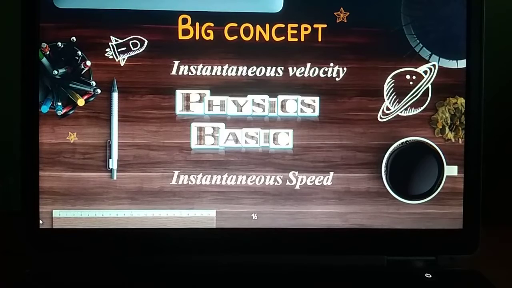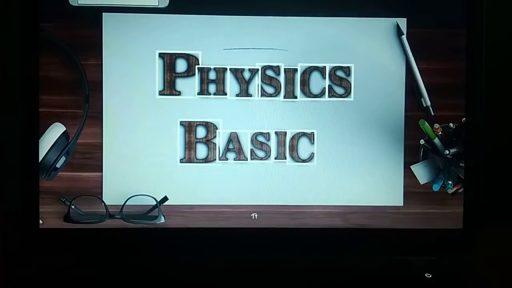Now suppose your car is moving with an average speed or average velocity of 60 km per hour. That means it is covering a distance of 60 km in 1 hour. And at a particular time, your car is moving at a speed of 50 km per hour. That is the instantaneous velocity or instantaneous speed. The speedometer of a car always shows the instantaneous velocity, meaning velocity at that particular instant.